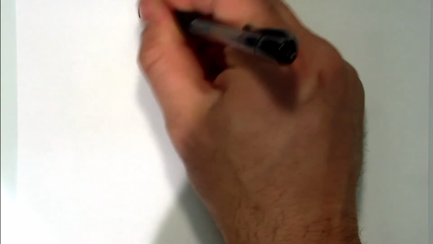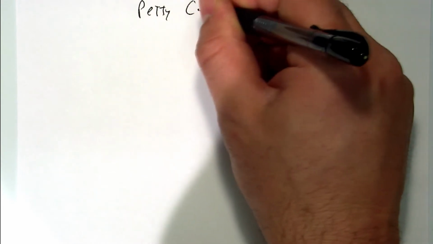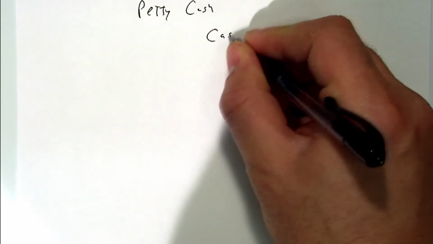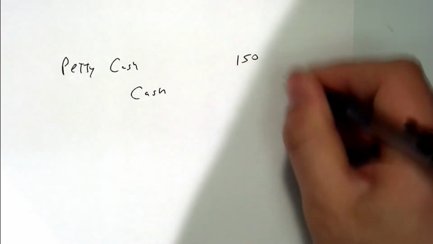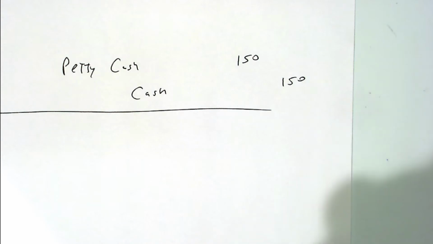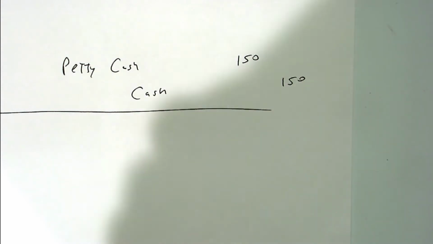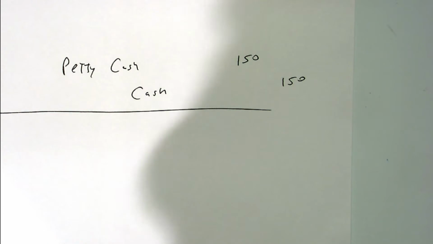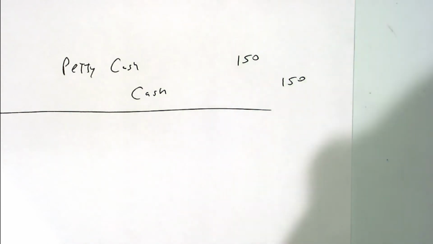The first thing that we do is we set up the petty cash fund, right? And so the journal entry is we debit petty cash and credit cash for how much did we set this fund up for? $150. Okay? So that's to set up the fund. Cool? Now, let's do the journal entry to reimburse or to replenish the petty cash, okay?